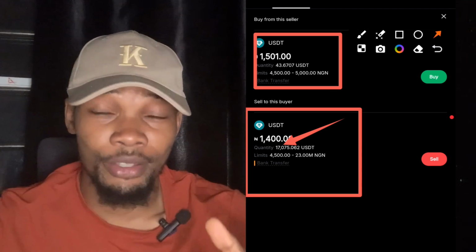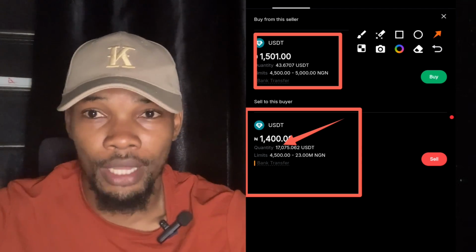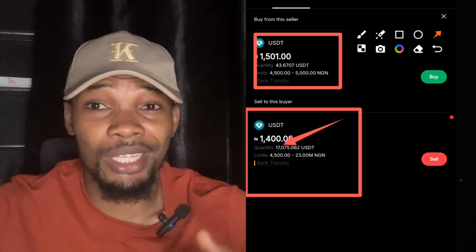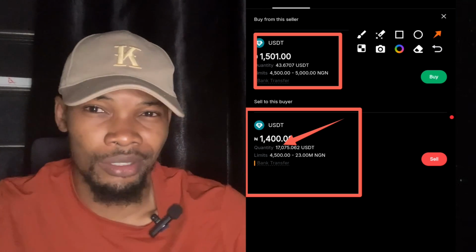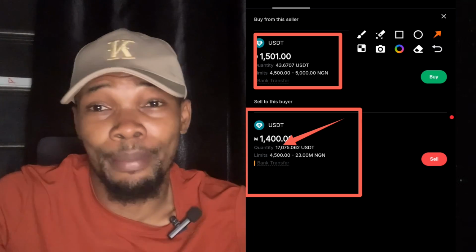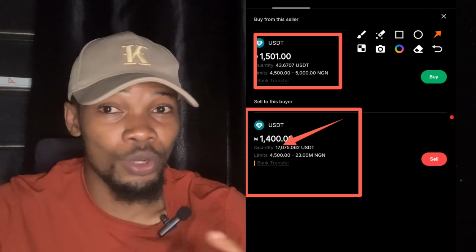Remember that these merchants buy from other users. If you have USDT, for example, it is impossible for you to sell your 100 USDT for 140,000 when you know that 100 USDT will give you about 150,000. You cannot lose 10,000 naira knowingly.